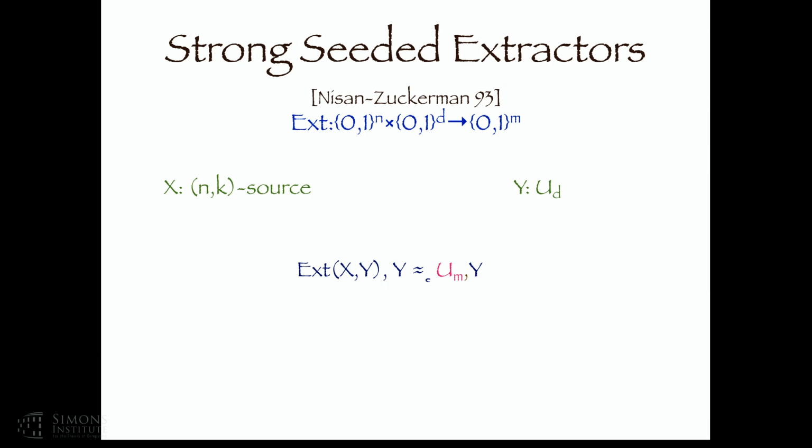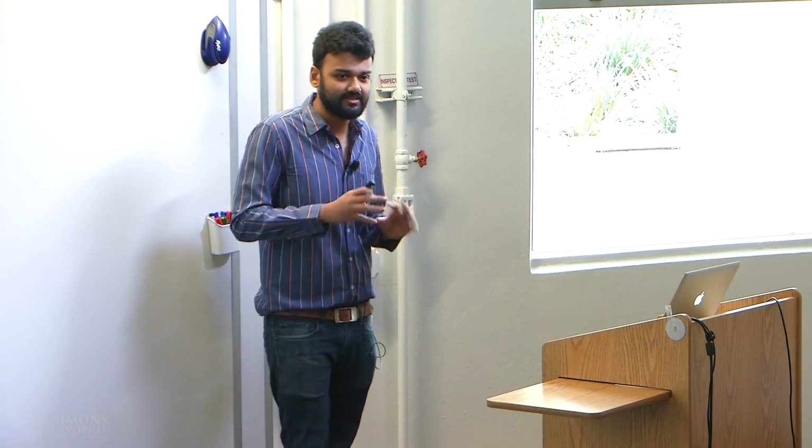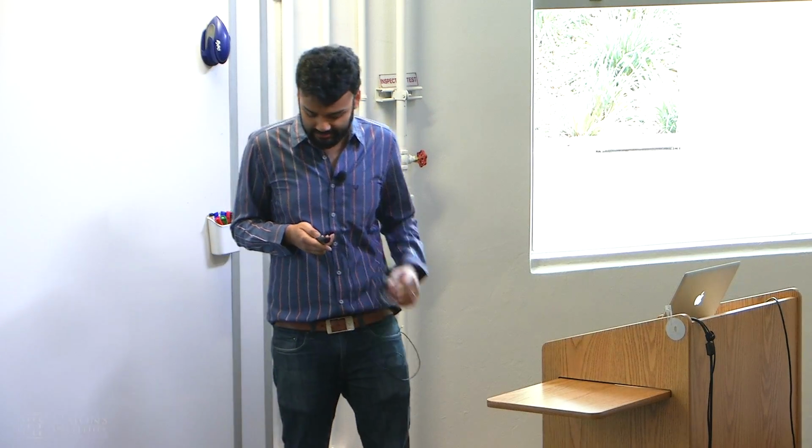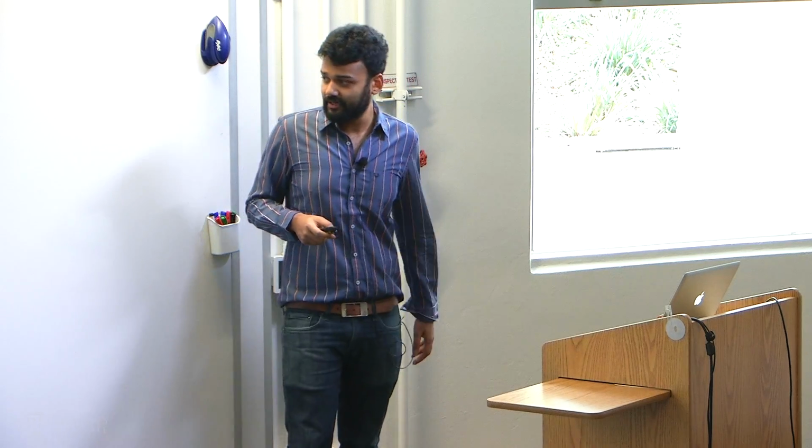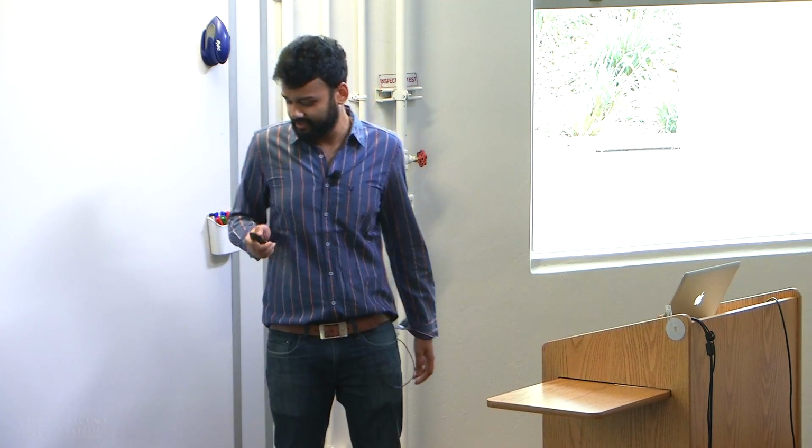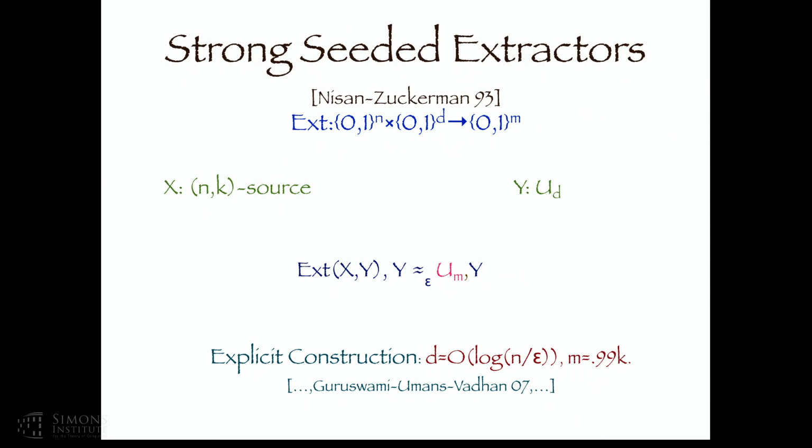One could say that since Y is already uniform, the extractor could just output Y. So you don't want the extractor to cheat. That's an informal way of saying this. And by a really beautiful line of work, we have seeded extractors which achieve almost optimal parameters. So you can extract using just log n bits, and you get almost all of the min-entropy out of your source, right?